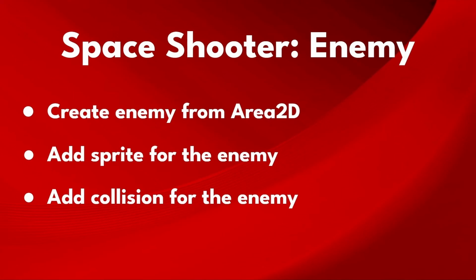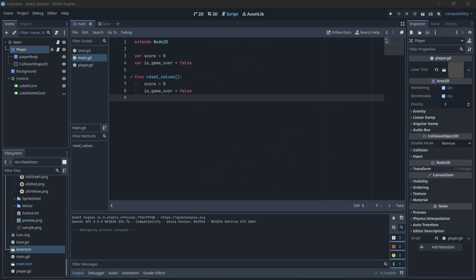In this section, we're going to create the enemy. We're going to start off by creating the enemy from an Area2D. Then we're going to add a sprite for the enemy. Then, last but not least, we're going to add a collision for the enemy. Let's go ahead and jump right in. All right, let's get started.